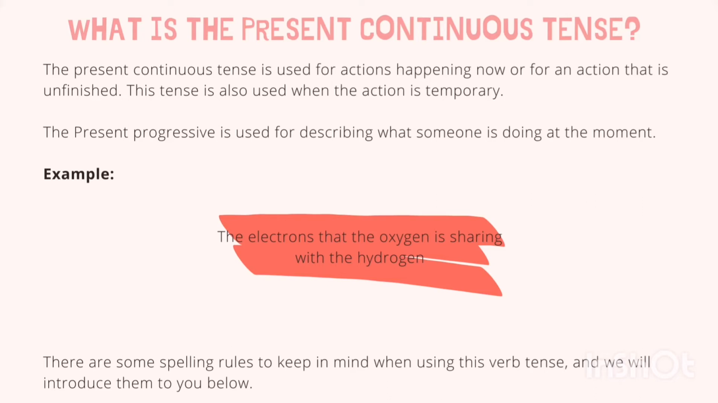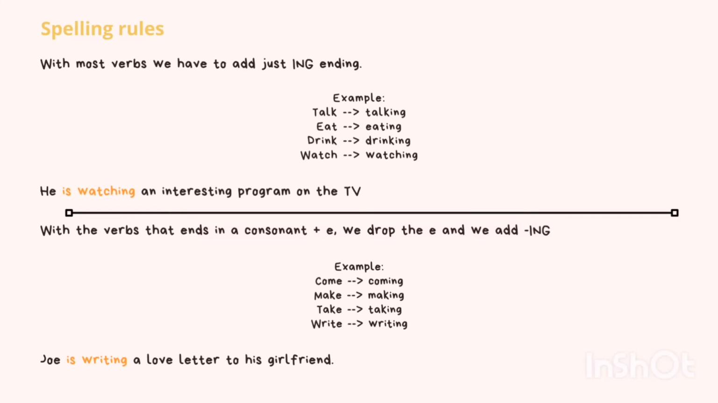There are some spelling rules to keep in mind when using this verb tense, and we will introduce them to you below. Spelling rules. 1. With most verbs we have to add just the ing ending. Example: talk, talking, eat, eating, drink, drinking, watch, watching. For example, he is watching an interesting program on the TV.